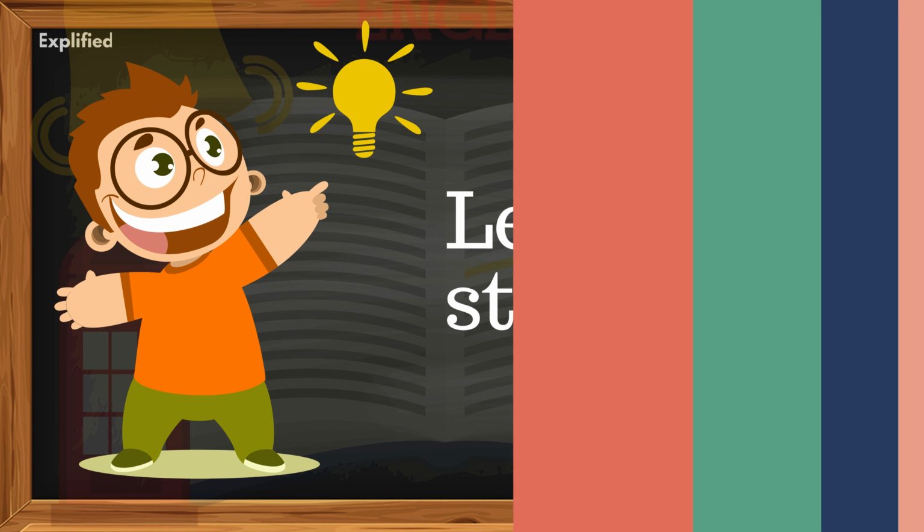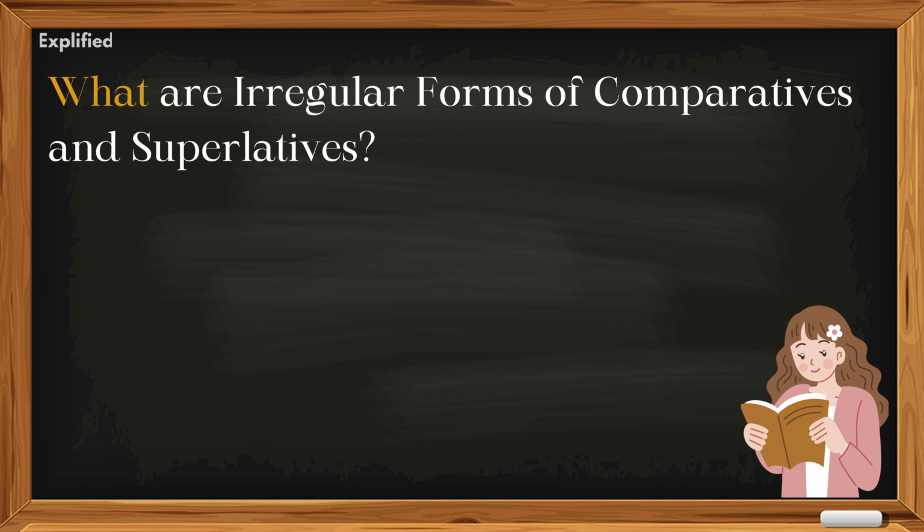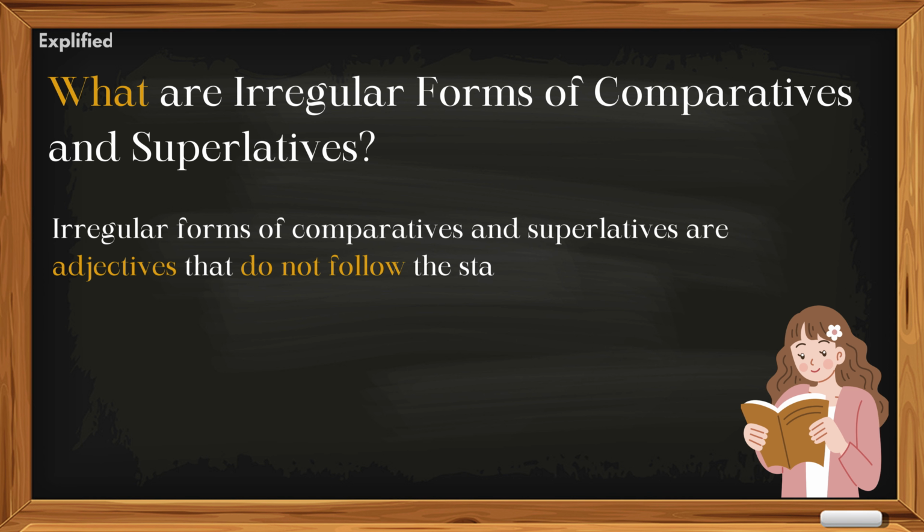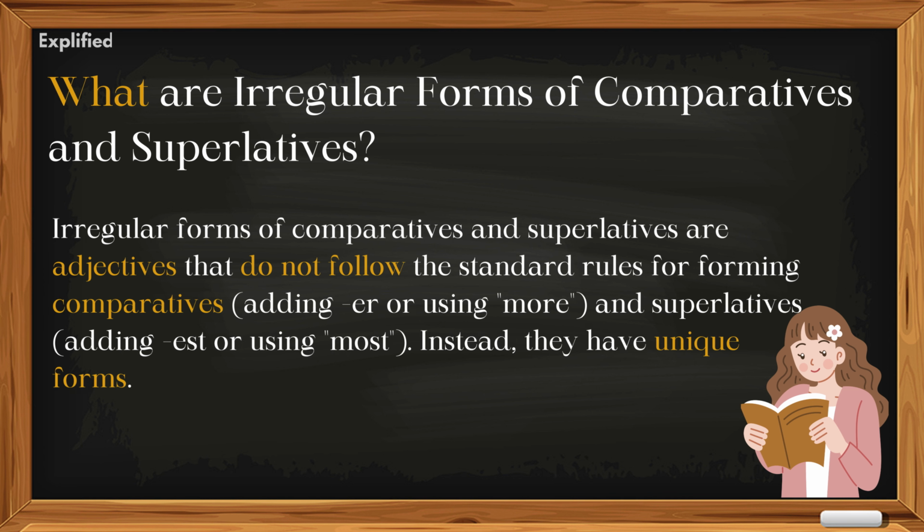Let's get started. What are irregular forms of comparatives and superlatives? Irregular forms of comparatives and superlatives are adjectives that do not follow the standard rules for forming comparatives, adding er or using more, and superlatives, adding est or using most. Instead, they have unique forms.